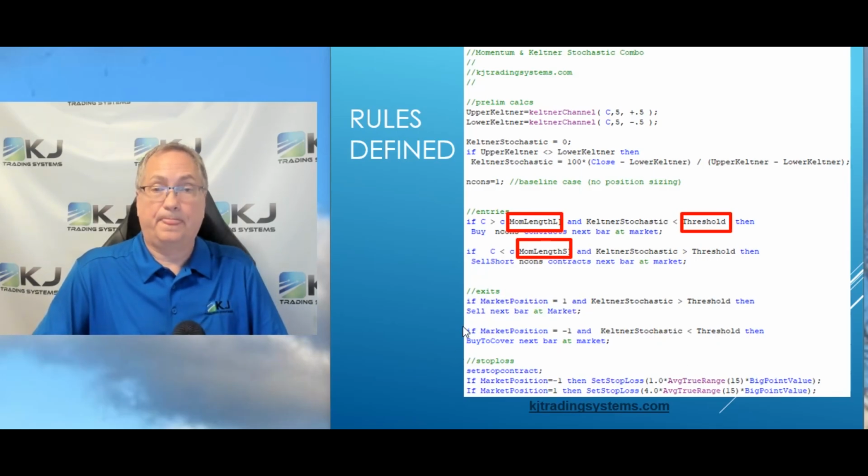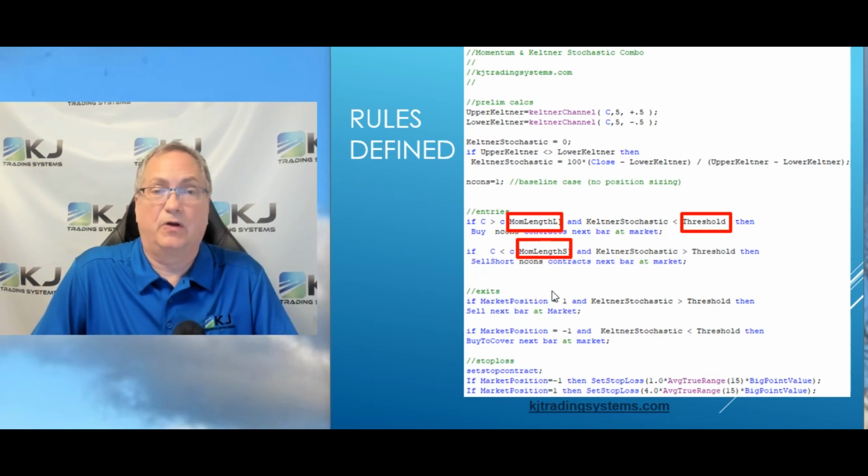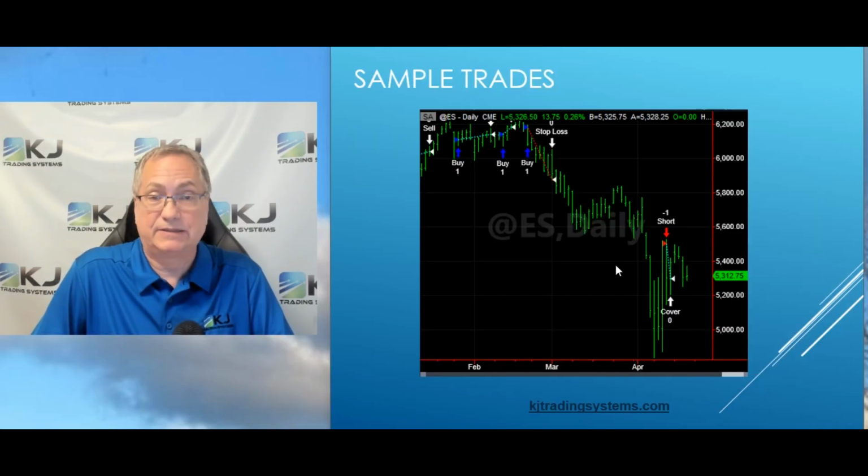Okay, so with these rules, I've highlighted 3 different variables that I optimized: the momentum length long, the momentum length short, and also that threshold. Okay, so those were things I optimized.